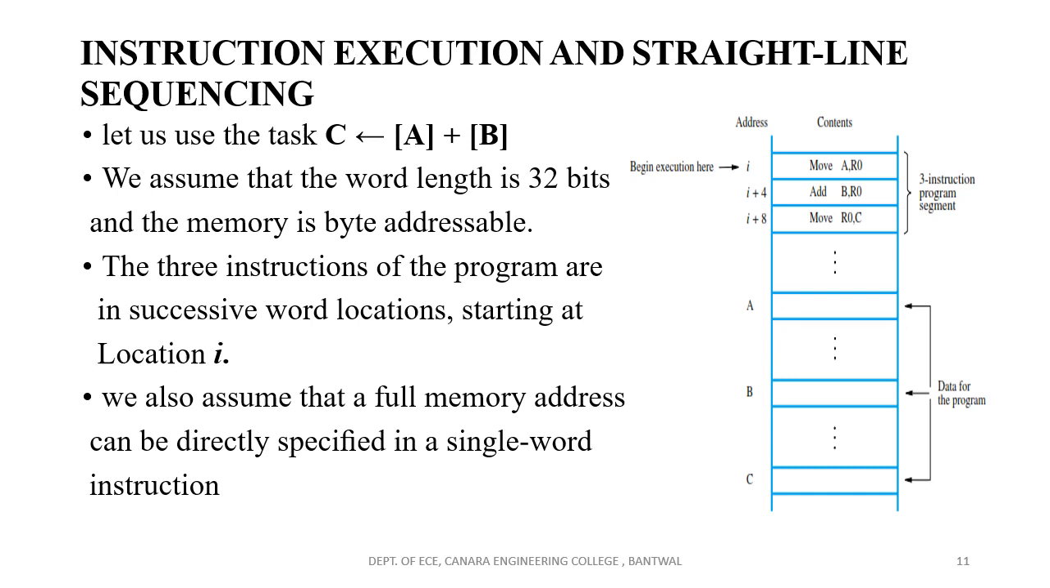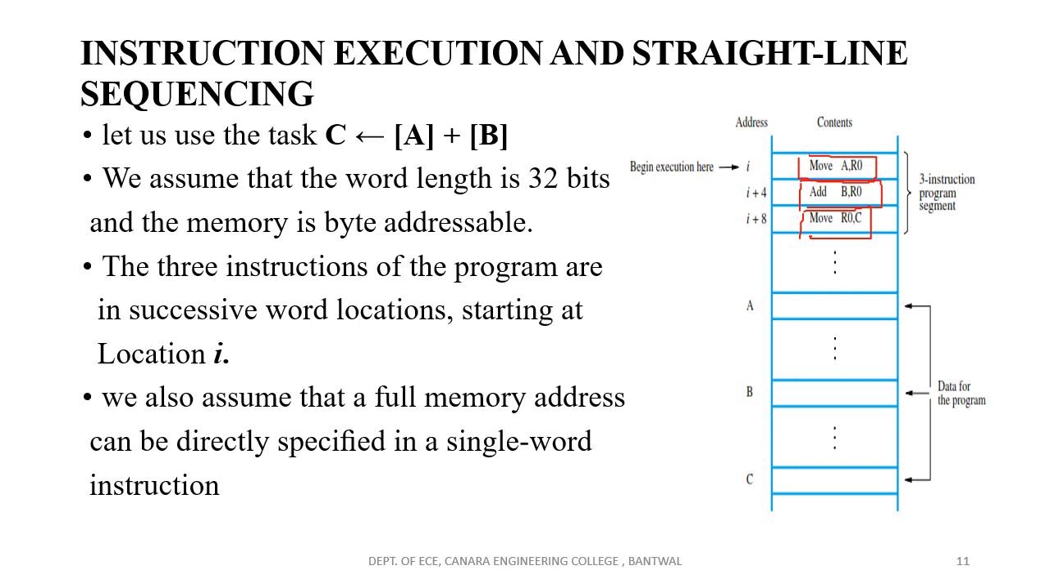In this particular slide, we will look into instruction execution and straight line sequencing. To understand this concept, let us take the same task as the previous slide, that is C equal to A plus B. Let us assume the word length to be 32-bit. To represent this task using an assembly language program, we can use three instructions: move A comma R0, add B comma R0, and move R0 comma C. As simple as this.